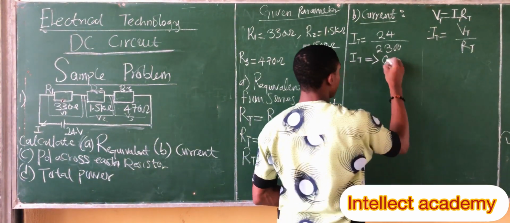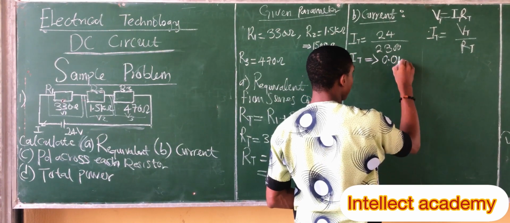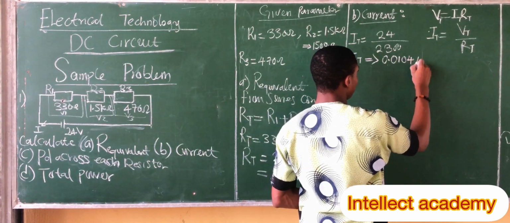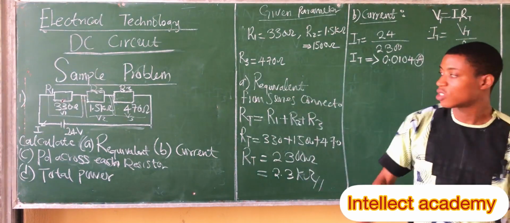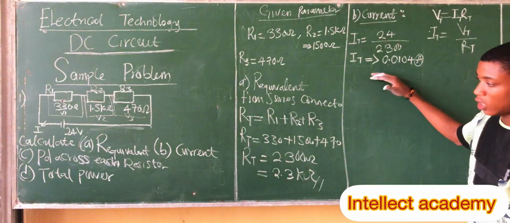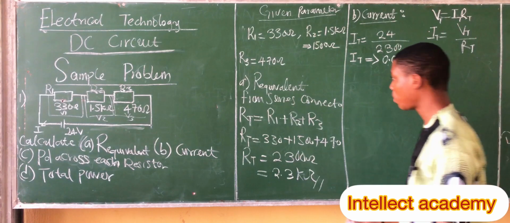So we have 0.0104 amperes, because the unit for current is ampere. So this is the value for the current in this circuit. Now let's go to the C part.